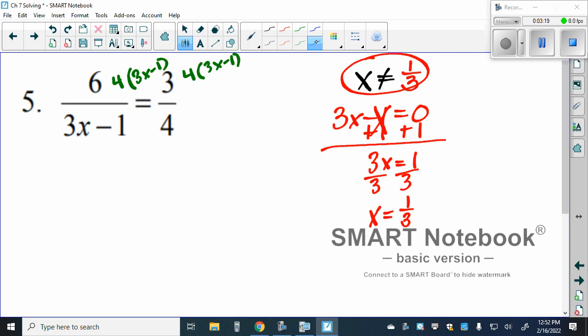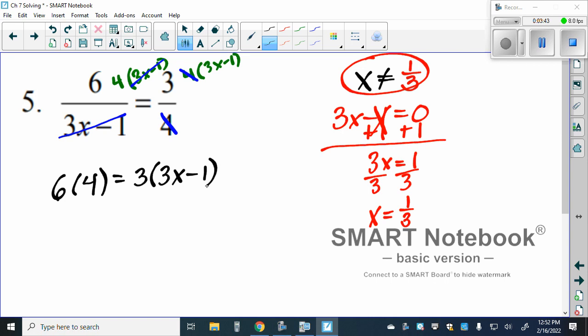And if we multiply both sides by 4 times 3x minus 1, on the left-hand side, the 3x minus 1 and 3x minus 1 would simplify out. On the right-hand side, the 4 and 4 would simplify out. And it would leave us with 6 times 4 is equal to 3 times 3x minus 1. And now we can go on and start solving.